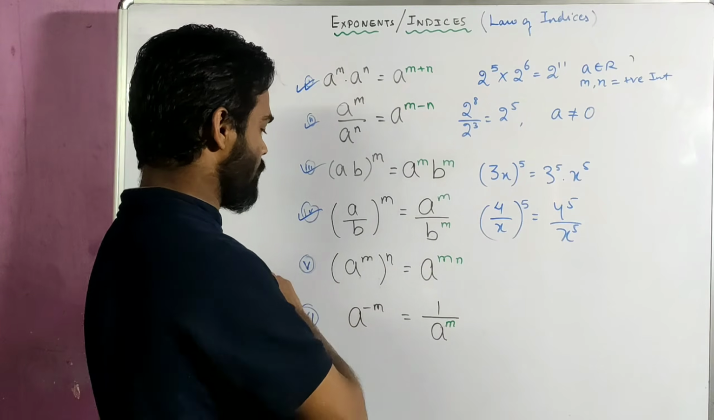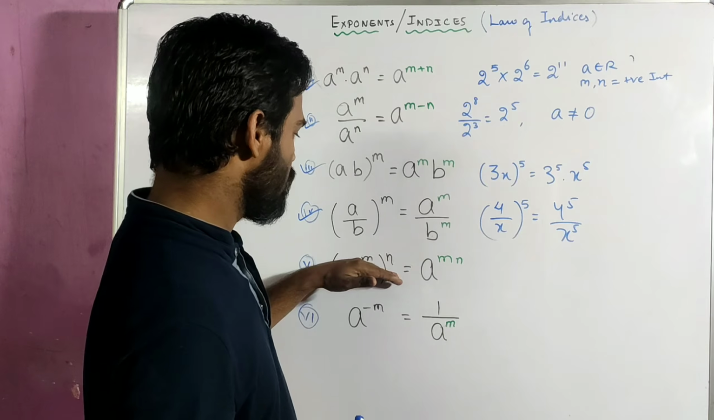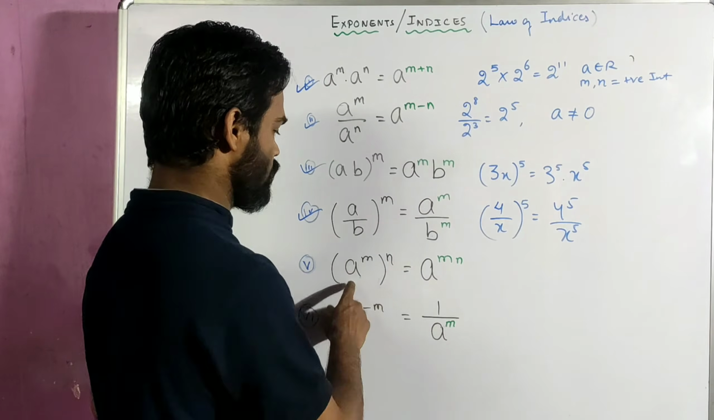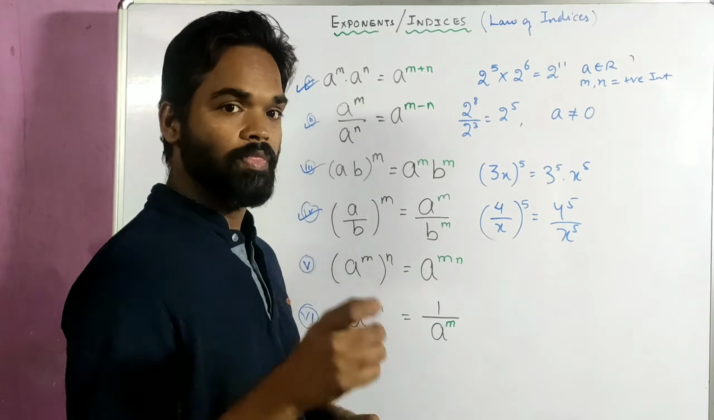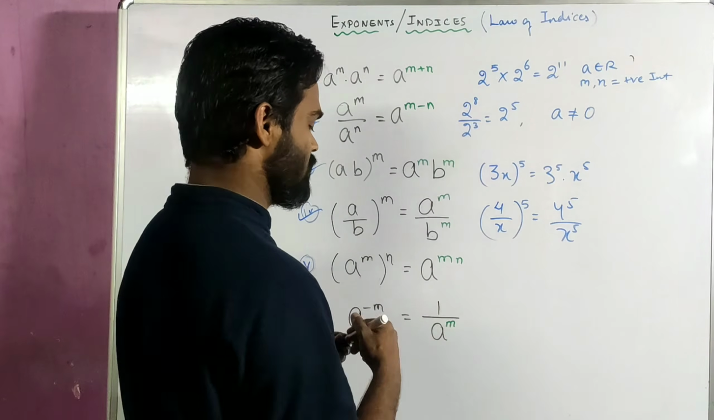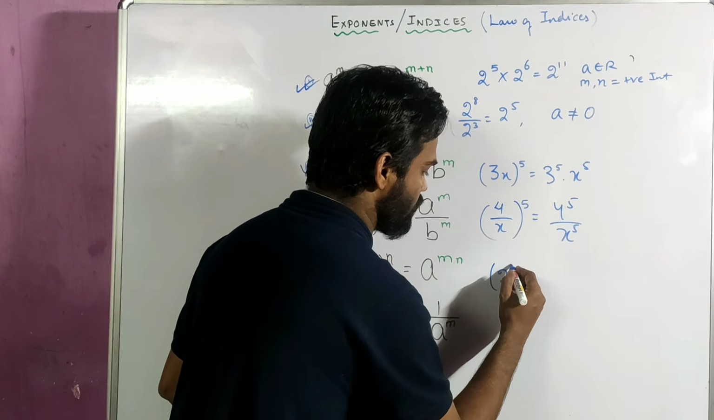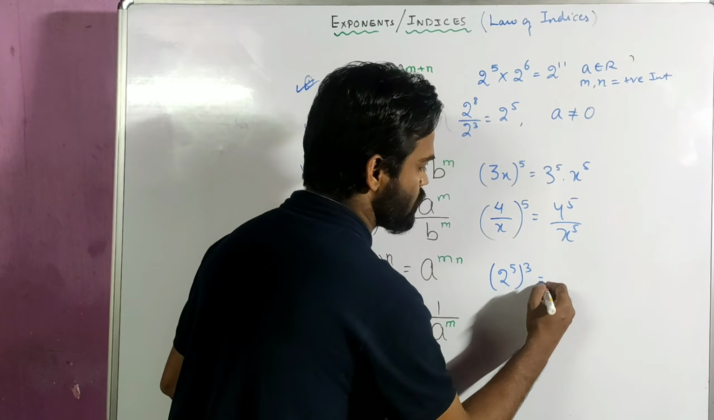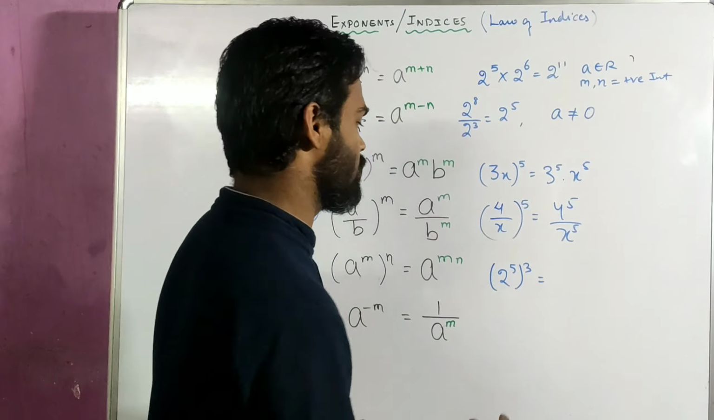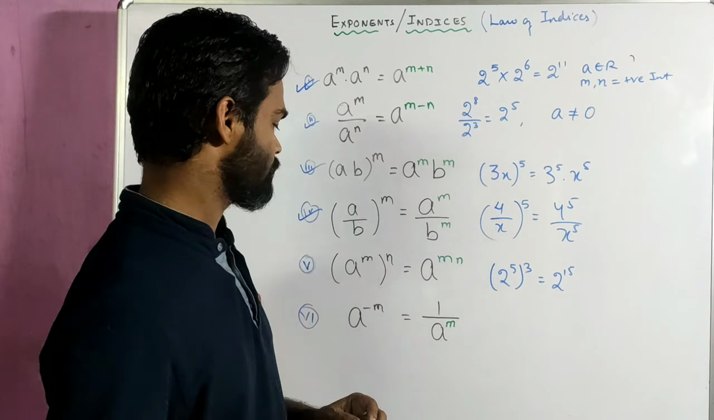Now look at number 5. In this case, a power raised to another power. When you simplify this, the powers get multiplied. Okay, which means something like you have, suppose 2 to the power 5 to the power 3. An exponent is raised to another exponent. Okay, so this becomes 2 to the power 15.